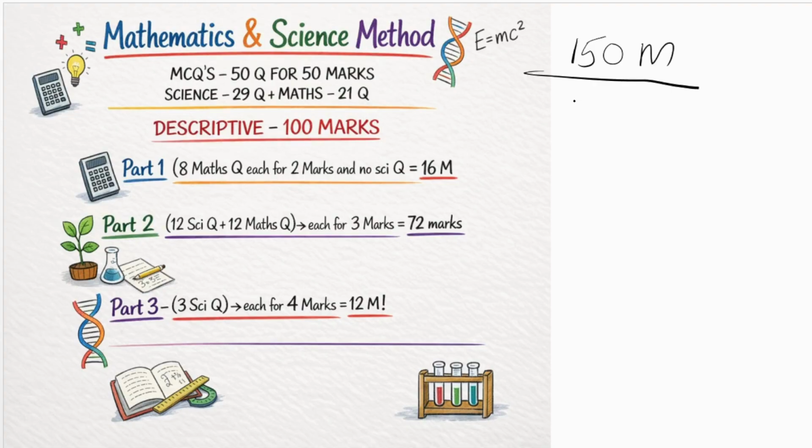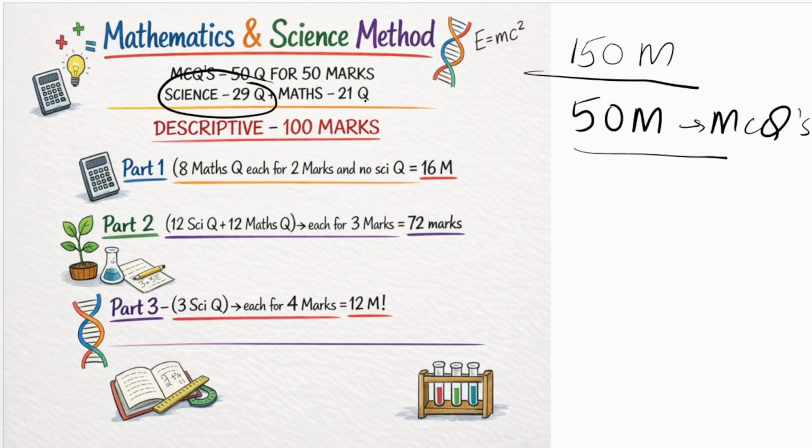In that 50 marks, how many questions are of maths and how many are for science? So in this 50 marks for the maths post, there are science questions of 29 marks and maths questions of 21 marks. Science includes all physics, chemistry and biology. Then there is a descriptive paper for 100 marks.